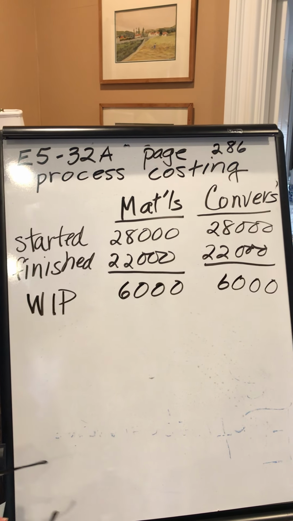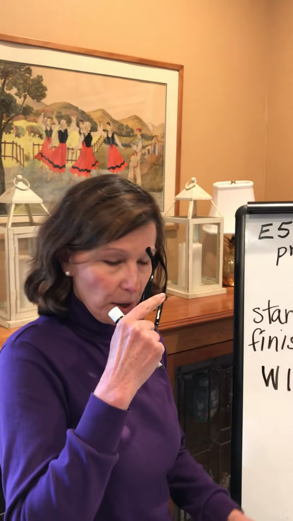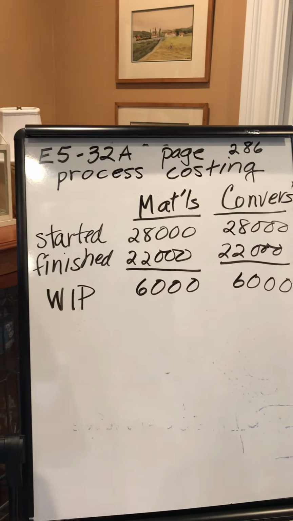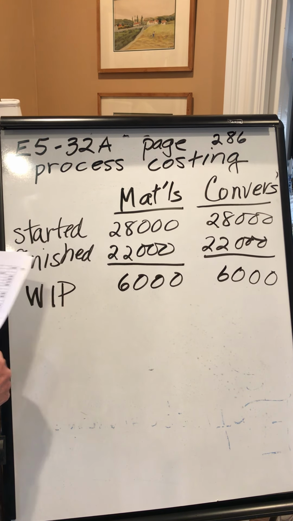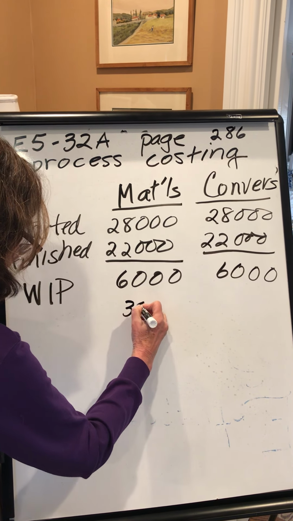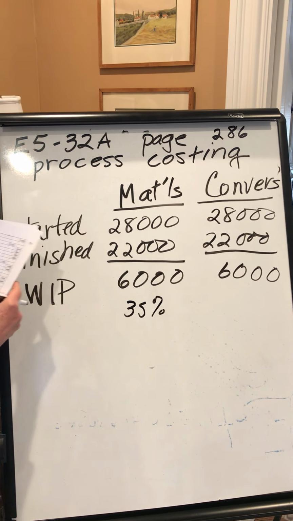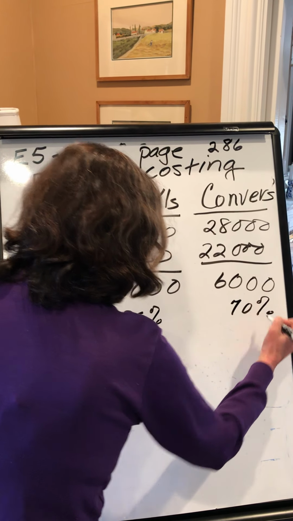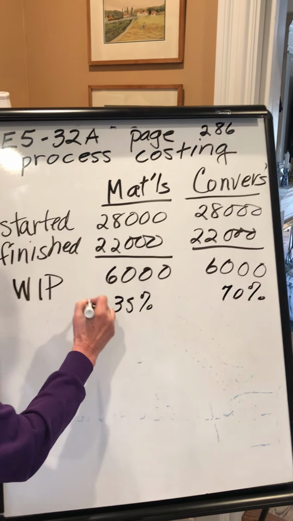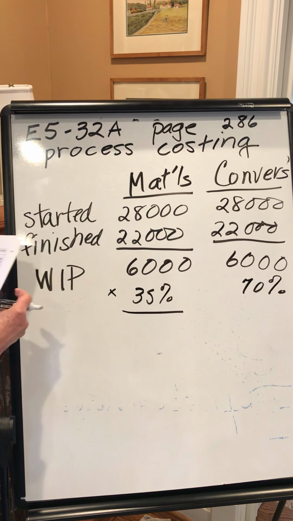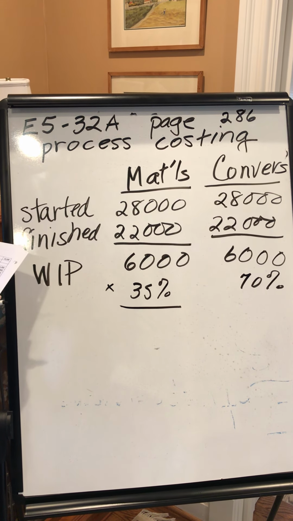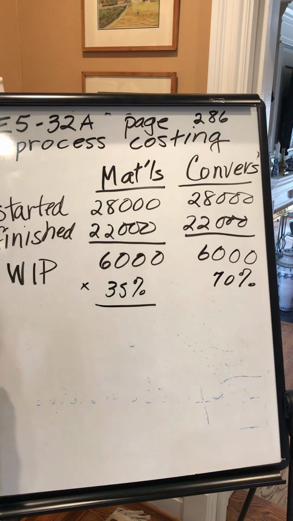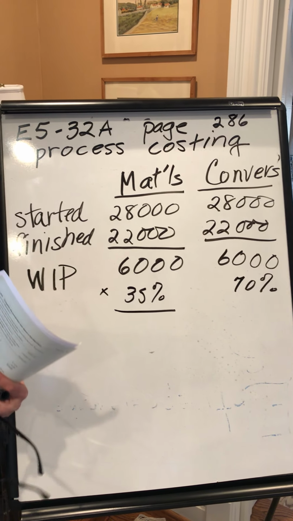Okay, so now the question is, we're sort of up to item 2 on my chart. What percent complete were these? We are told in the problem that as for materials, they are 35% complete. And as for conversion costs, they are 70% complete. So we're going to multiply 6,000 times 35%. And that's going to give us what number? 6,000 times 35%. I need my calculator.